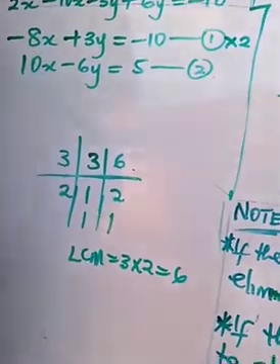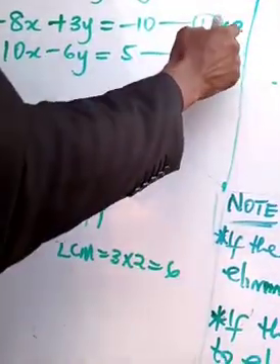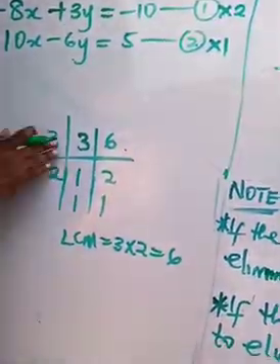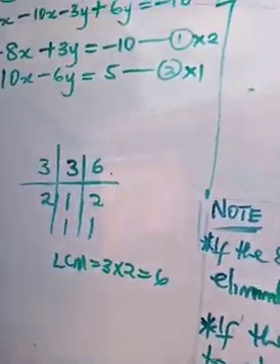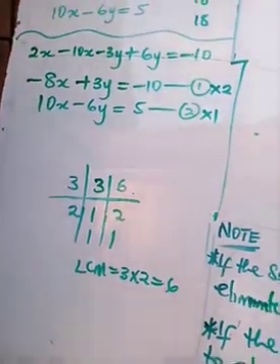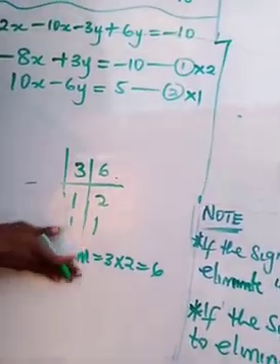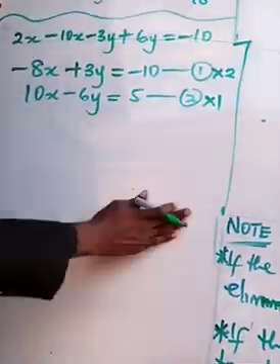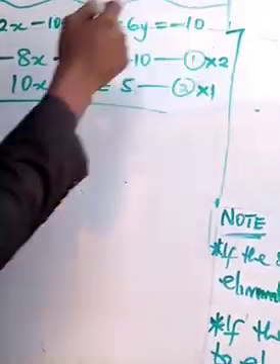And what will you multiply by this 6 to still give you 6? 1. So you can see why I prefer this method. You find the LCM of the coefficient that you want to eliminate. Then you find a way of turning the coefficient of those variables to that LCM. So that's how we do it. So now we are multiplying.